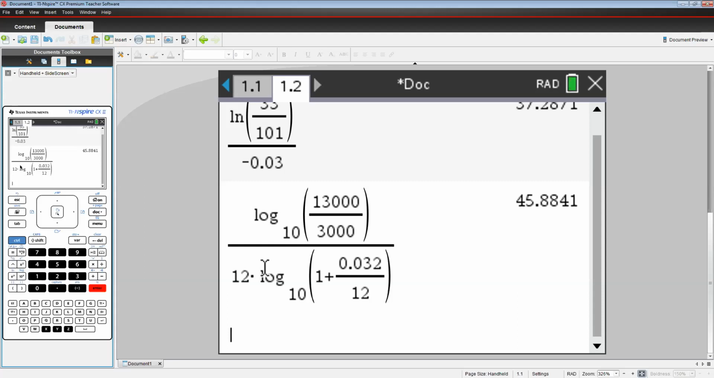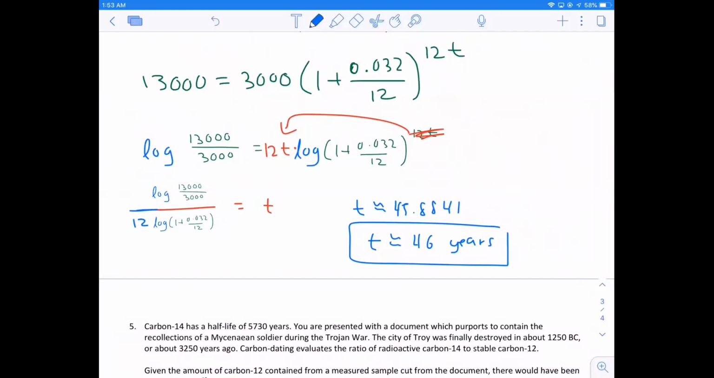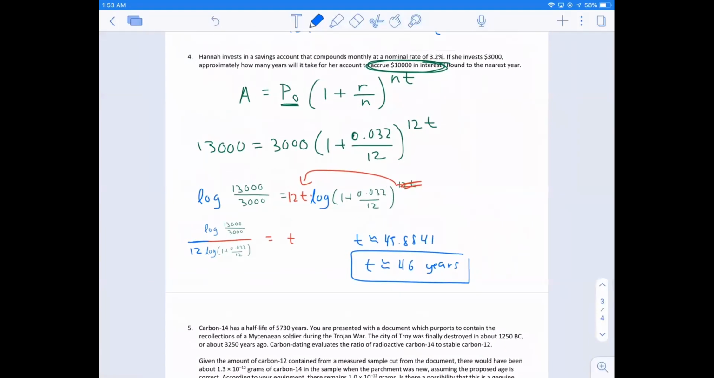And I think that makes sense to me. That sounds reasonable. It wasn't like 2 years or something crazy like a million years. So it's kind of hard to estimate, but I think this answer makes sense to me. So assuming I didn't type anything in incorrectly, there is our answer, 46 years.